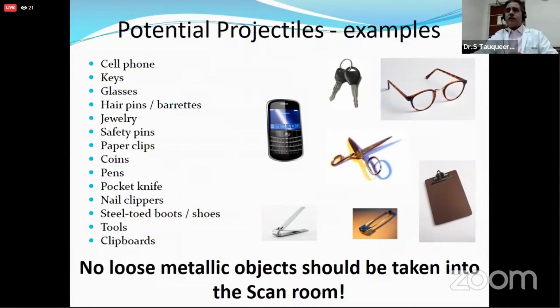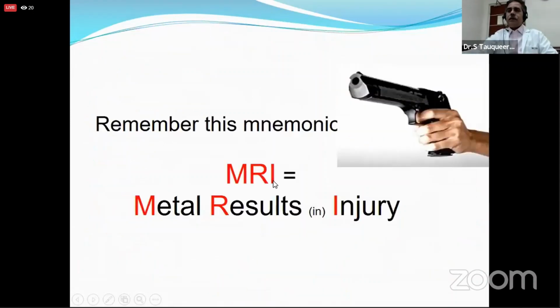Many times when we scan a patient, we see a lot of artifacts, and we find out these artifacts could be related to some coins. We see all kinds of objects stuck to the core of the magnet, so all these things can be potential projectiles. Small items will not cause injury, but of course they will get destroyed. So again, remember this mnemonic: MRI means metal results in injury. No metal should be within the MRI suite.